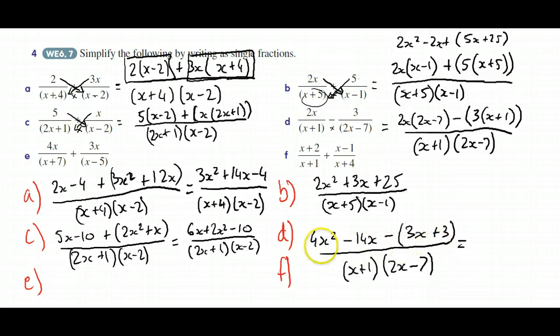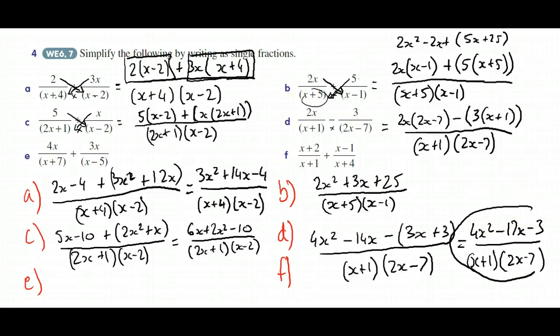Alright, now 4x squared, that won't change, but the negative 14x has minus 3x. Negative 14x minus 3x gives us negative 17x, and there's no other x terms, but it's minus 3, even though that's a plus, it's minus plus 3, which is minus 3 on the top, and on the bottom it's the same again, 2x minus 7. Okay, so there we go. Hopefully that gives you an idea of how to do these kinds of problems, and you're able to have a go at the rest on your own.